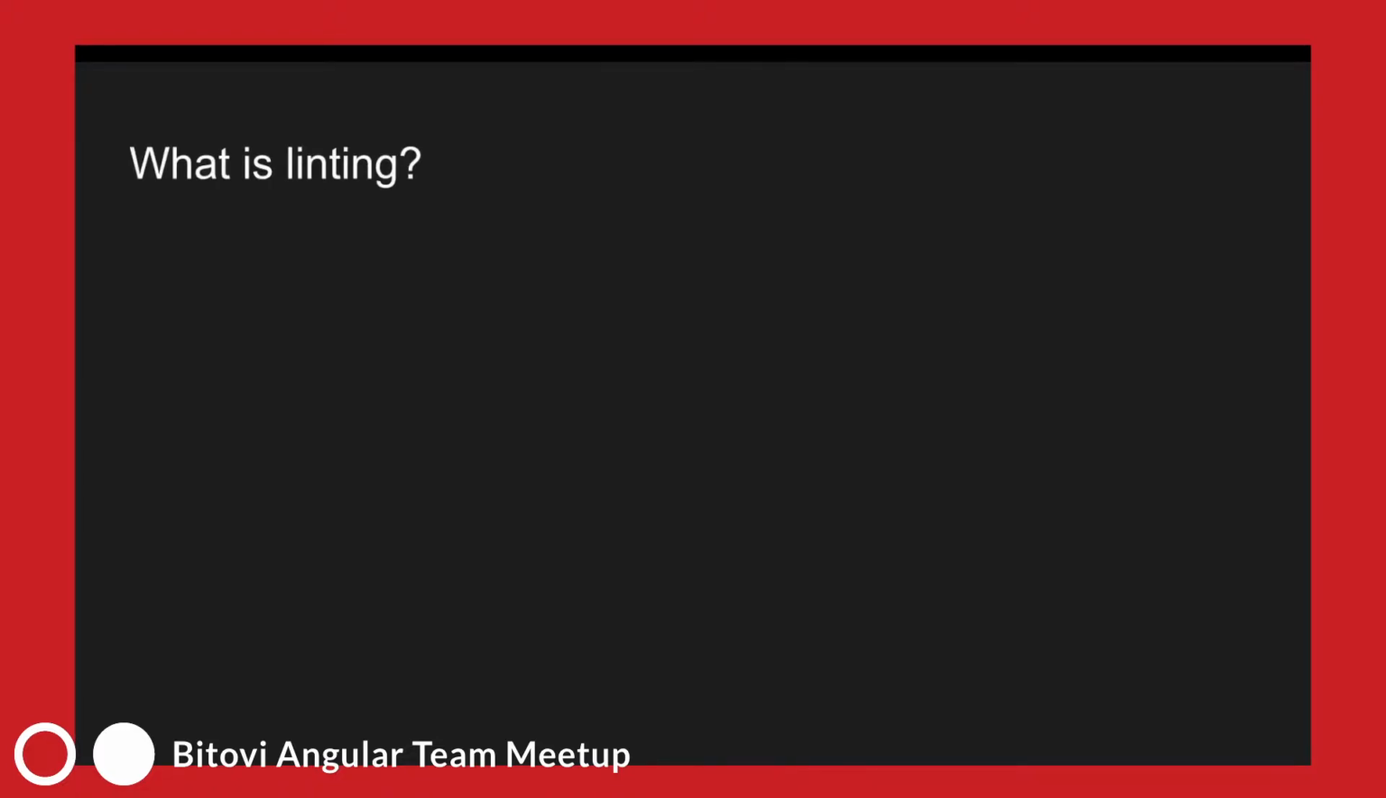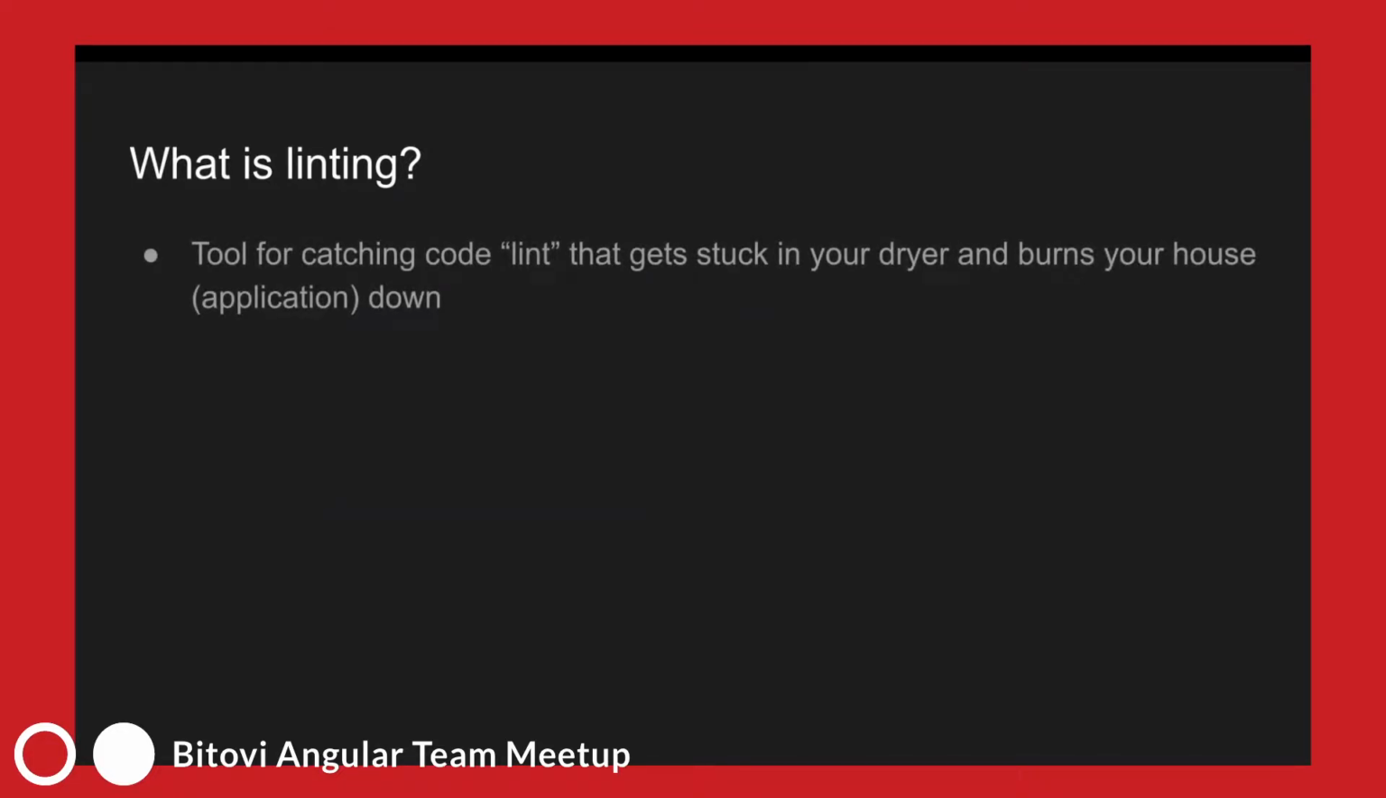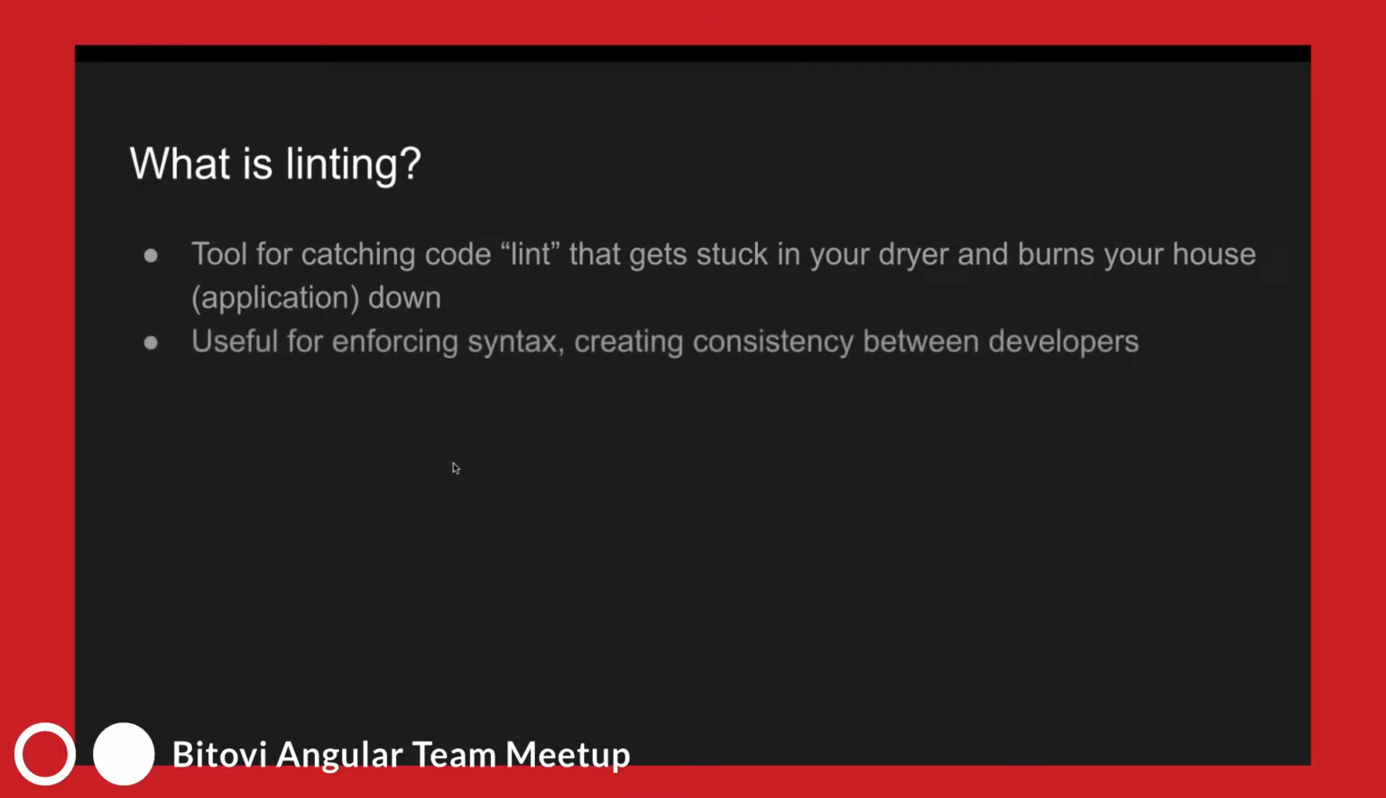A quick recap here. What is linting in the context of software development, which is what we are all here for? A linter is a tool for catching code lint, quote unquote, that gets stuck in your dryer, parenthesis, compiler, let's say, and burns your house or application down. This is the actual explanation from the Wikipedia page for a code linter. I would love to know more about the story of how this came around. We love things that have managed to float on through from the past, seemingly unchanged, to our present day. Linters are a really useful tool for enforcing syntax and creating consistency between developers.